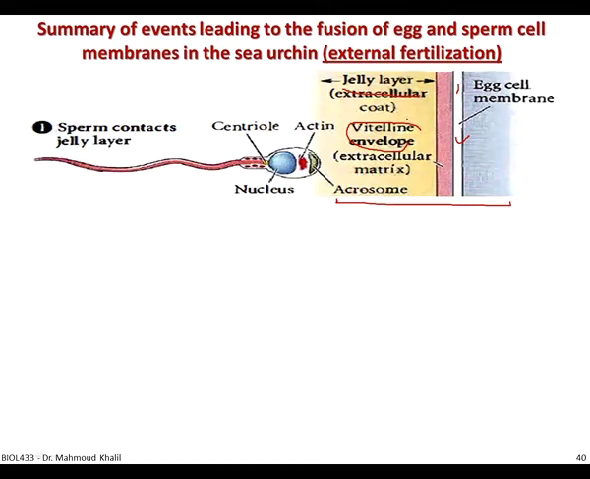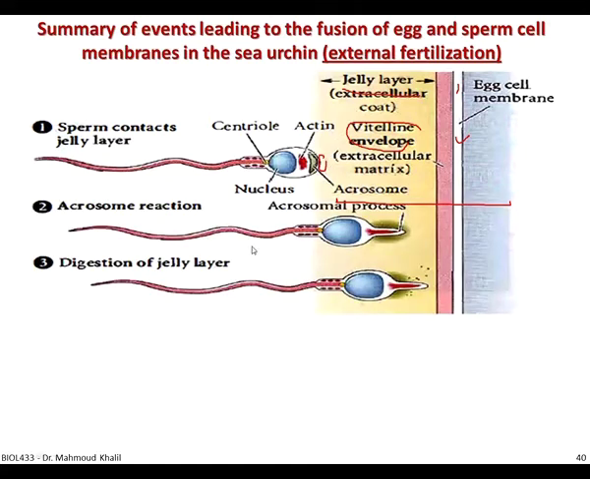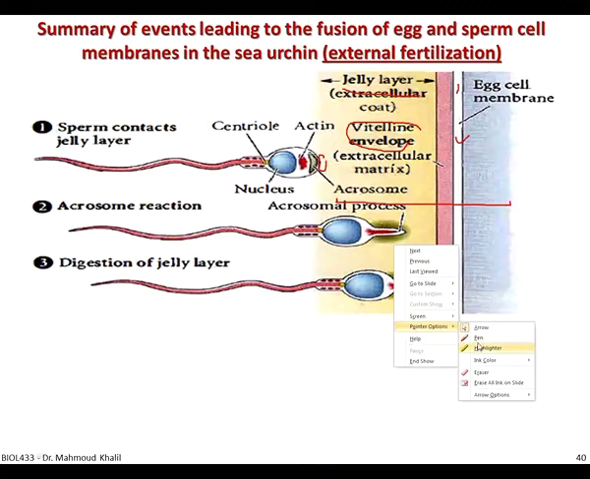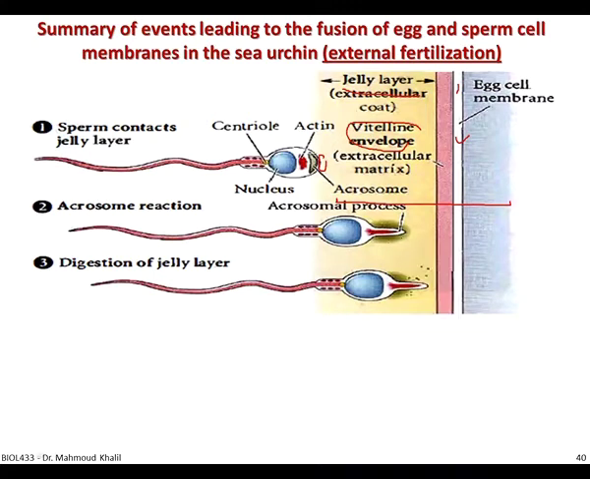It has the jelly coat, or the jelly layer, then it has the vitelline envelope. So you can see the structure of the sperm is typical here. The sperm starts to contact the jelly layer first. Soon after contacting the jelly layer, you can see extension of the acrosomal process, and it swims its way through the jelly layer.